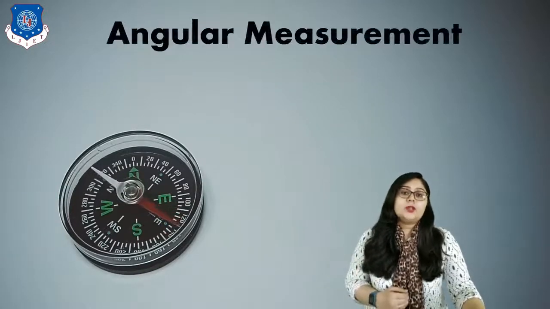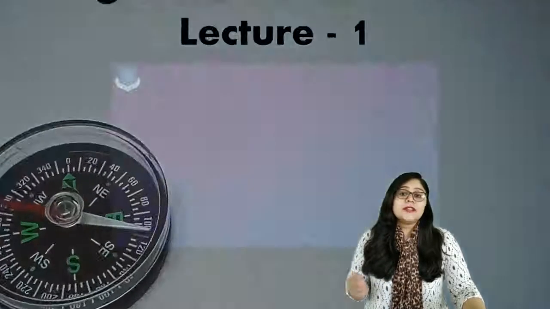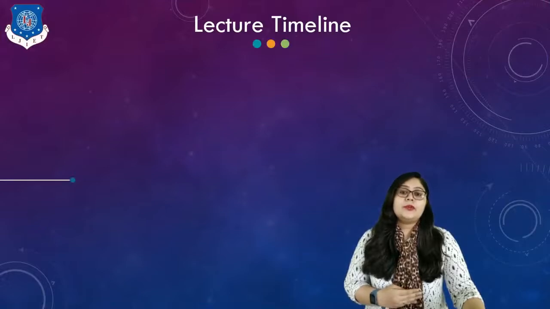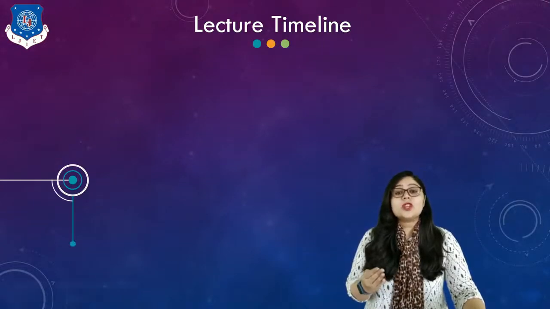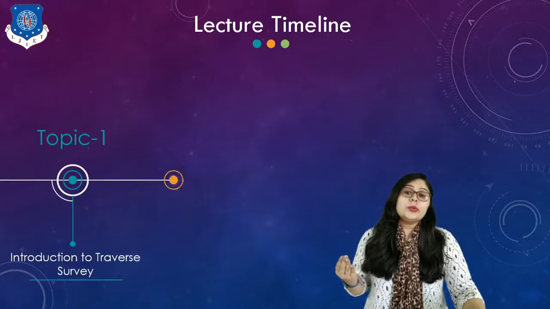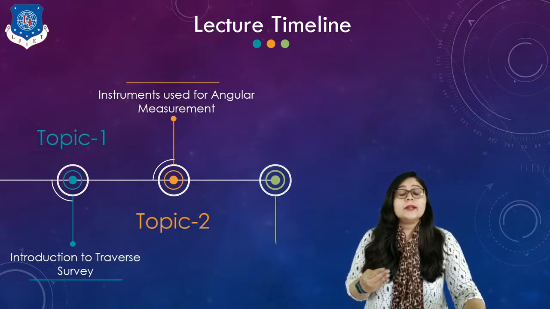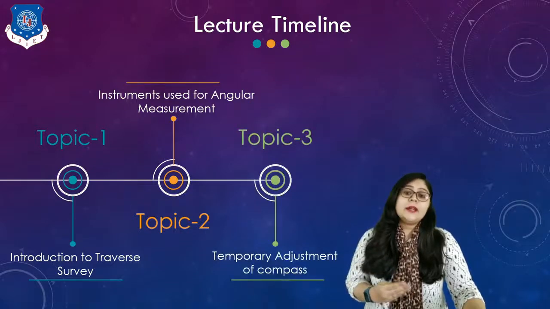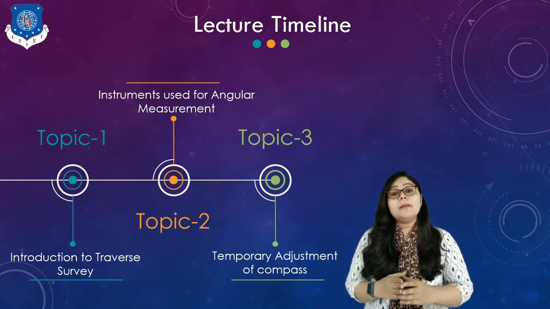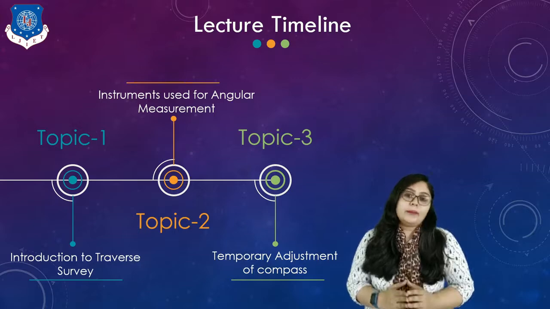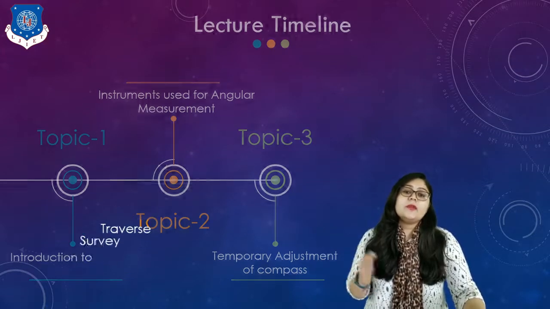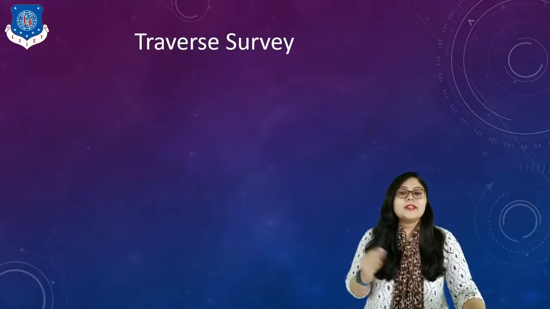Today we are going to discuss angular measurement. So let's start our first lecture. In the first lecture we are going to discuss different topics, in which our first topic is the introduction to traverse survey, the second topic is the instruments used for angular measurement, and lastly, the temporary adjustments of compass. So without wasting much time, let's get started with our first topic, which is traverse survey.